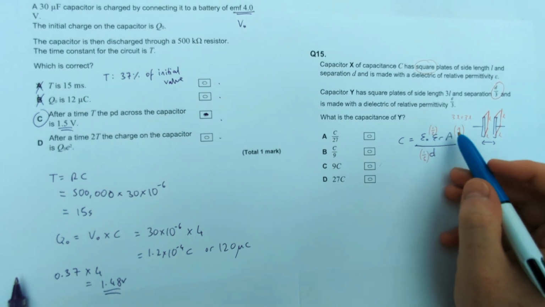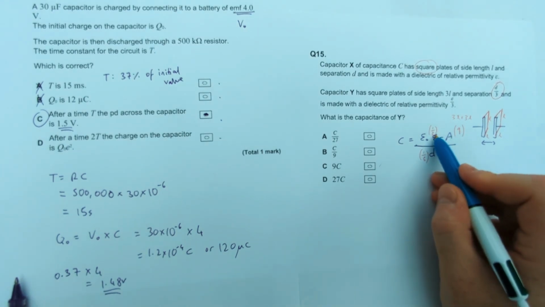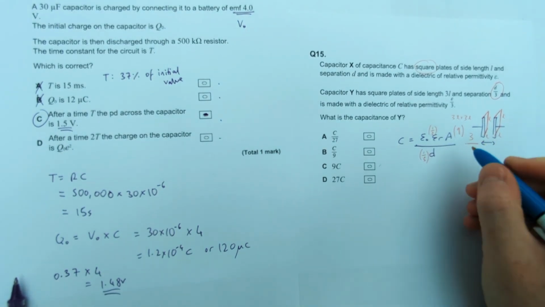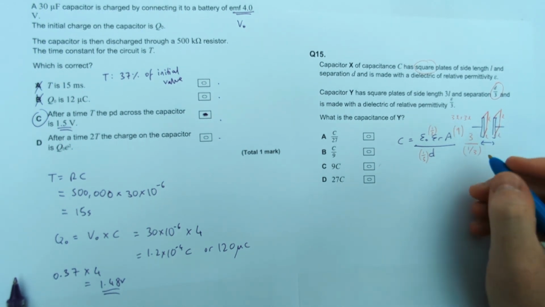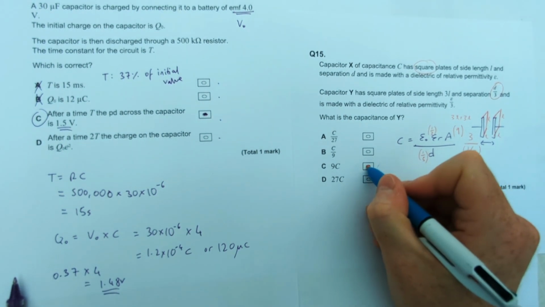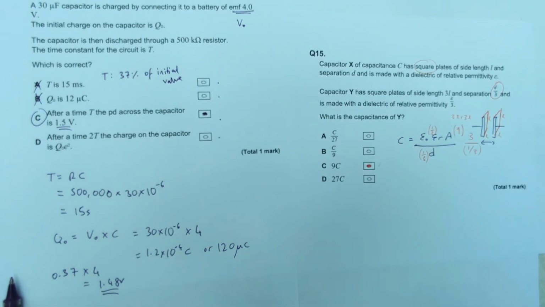So putting all those factors in, we've got 9 and a third, which cancels down to 3 on top, and then we've got a third on the bottom, which means dividing by a third. Therefore, 3 divided by a third is 9. That's how you do a question like that.